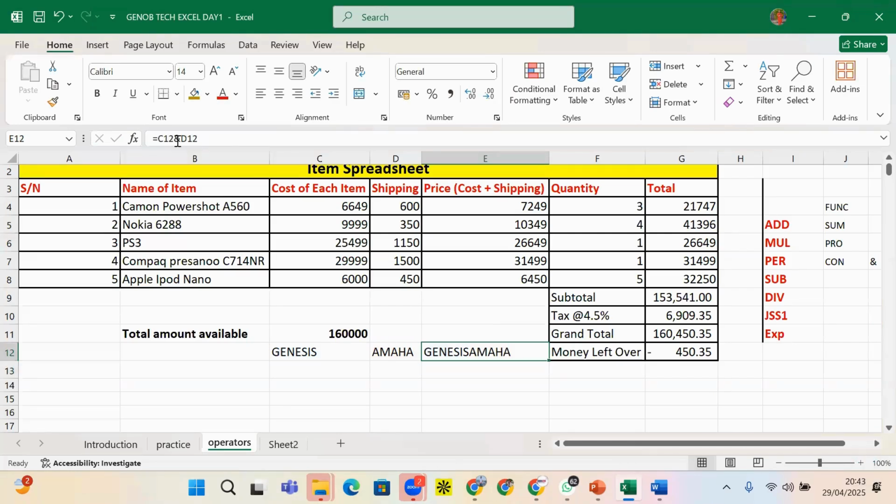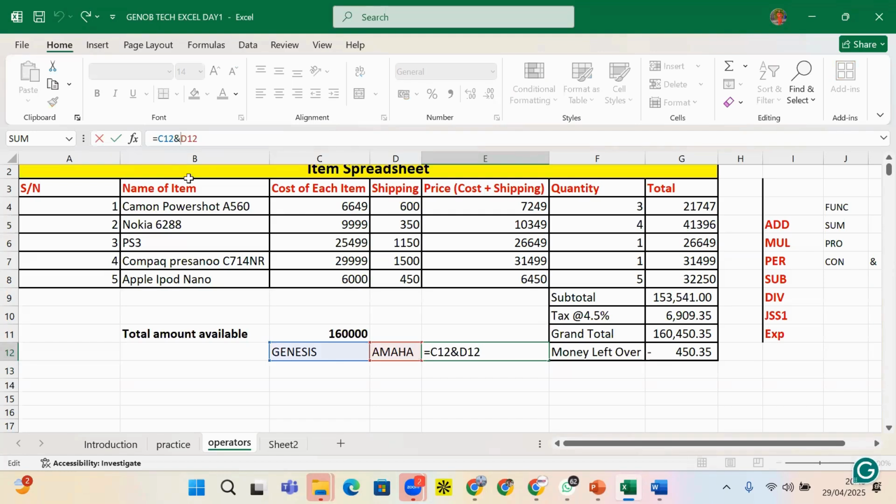I want to space it. How do I space it now? I need to bring another operator called the space operator. I use double quote to create that space. Sorry, double quote to create the space, and I give a space in the middle. Enter double quote again, right? And let's see if this will work. It will not work. It will return an error.